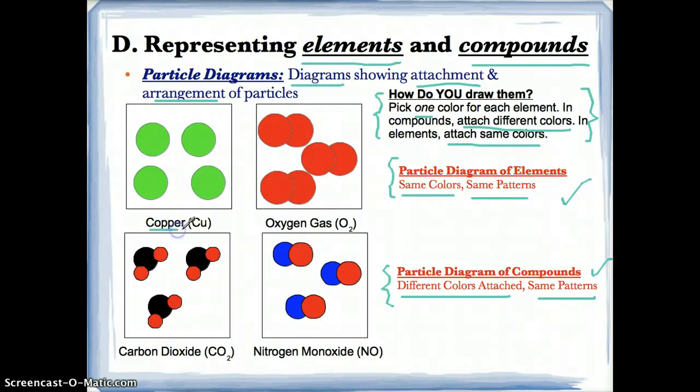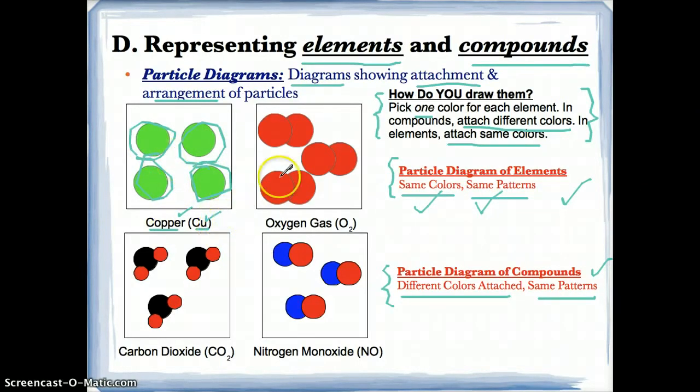For example, with copper or Cu, we know it's an element, first of all, because you have one capital letter and copper is a chemical name listed on Table S. How we can represent atoms of copper is I'm just going to represent copper using one green sphere each like this, right? So one green sphere, one green sphere, one green sphere, one green sphere. So we have the same color and the same patterns, one green sphere each.